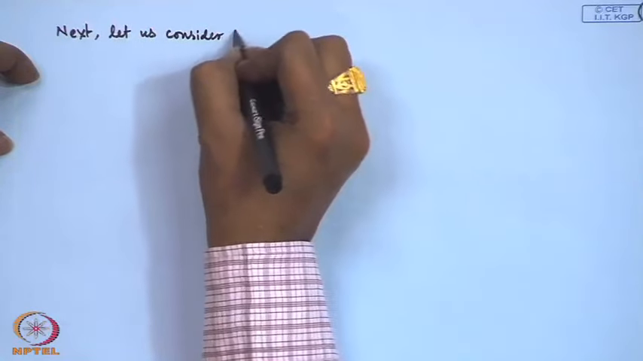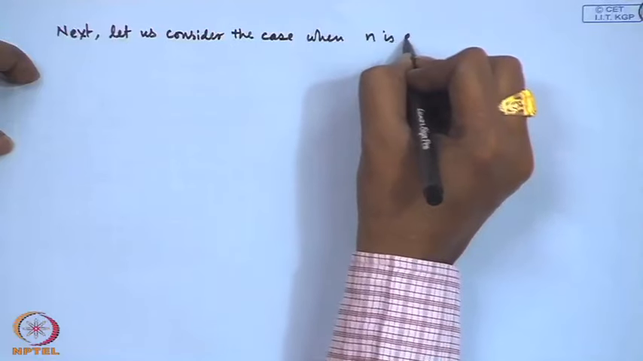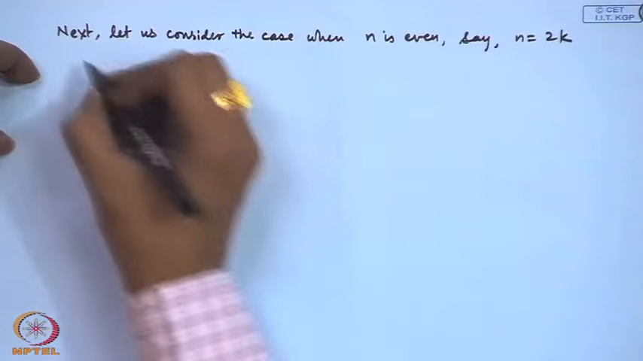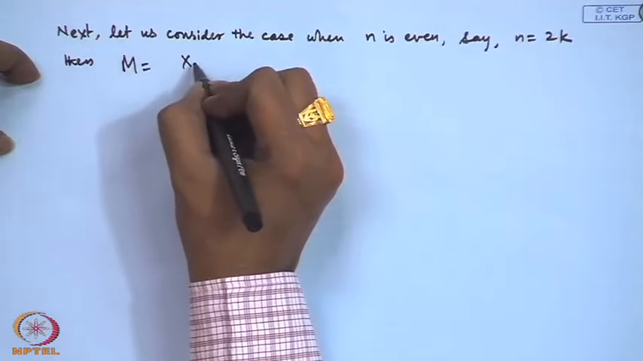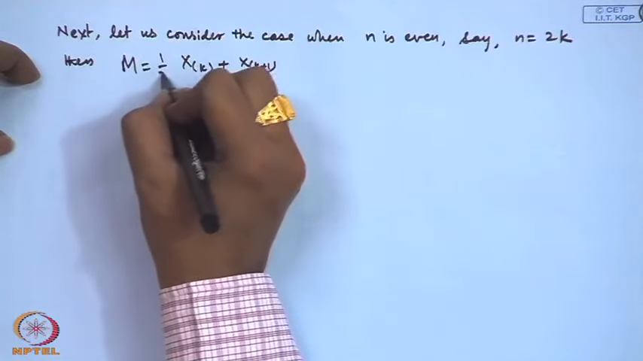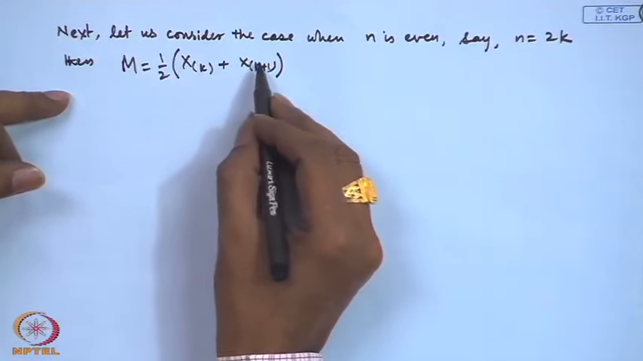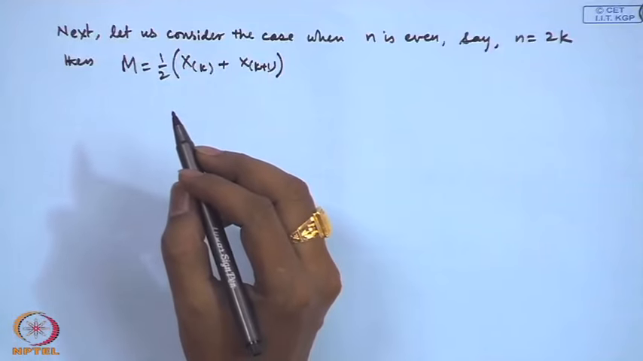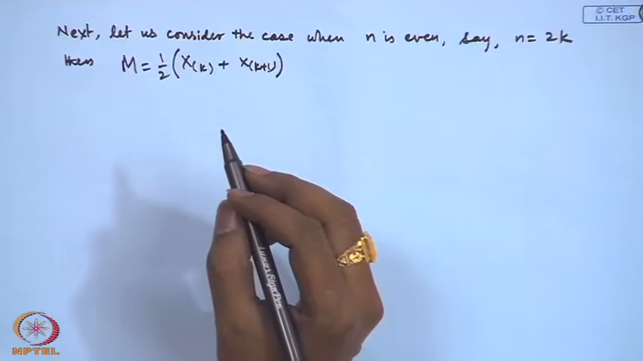Let us consider the case when n is even, say n is equal to 2k. Then the median is (X_k plus X_(k+1)) by 2. Now, if that is so, I firstly use the joint distribution of X_k and X_(k+1). Let us go back to the formula which I derived for the joint distribution of the rth and sth order statistics.